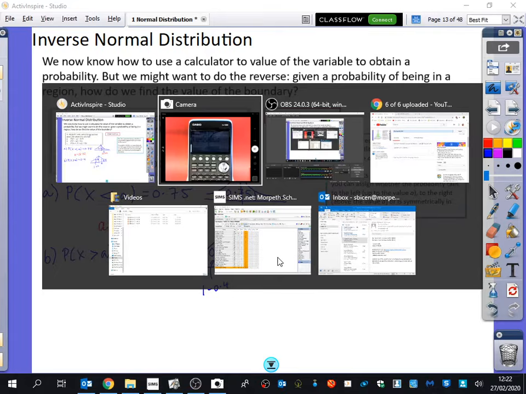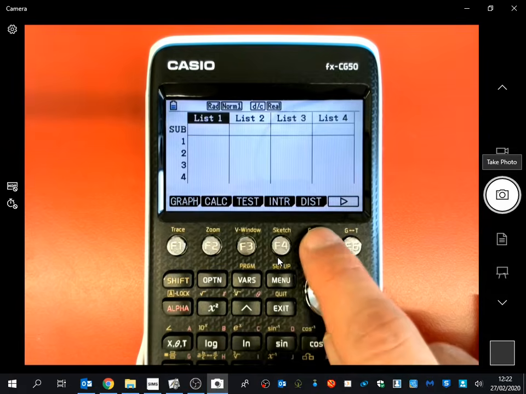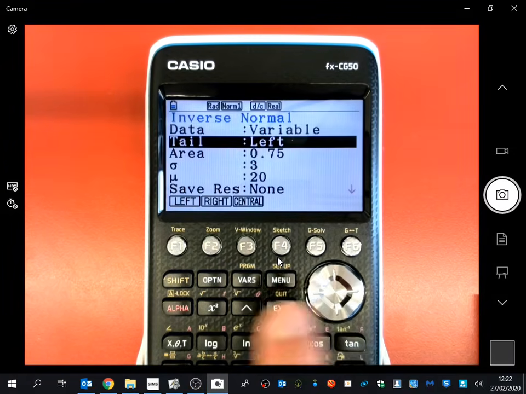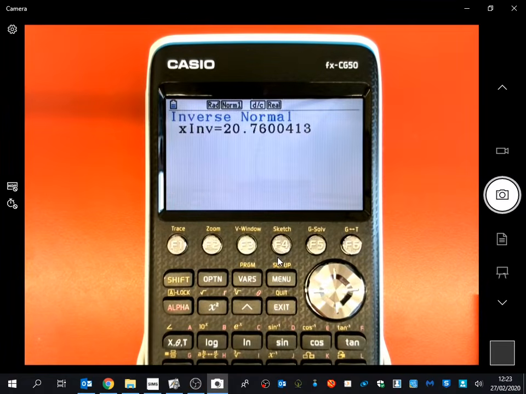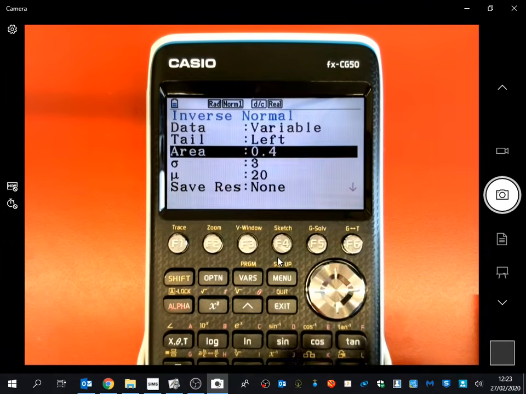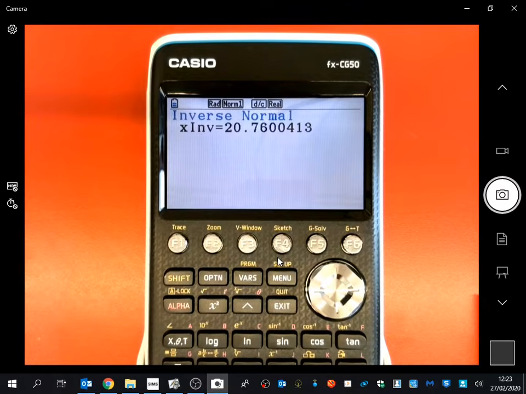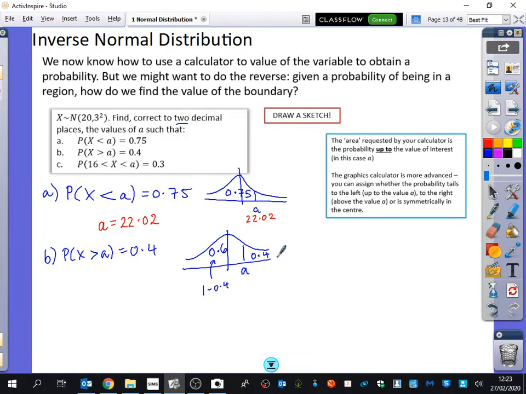Further maths, I know it's people in further maths who have this calculator. If you have this calculator, you can go back to the distribution and the inverse one. You could do the tail to the right and do 0.4, and you get this answer of 20.76. Everyone else, your calculator is on the left and with 0.6, and you still get the same answer of 20.76. Make sure you can do that on your calculator while I just write that down. So we go, A is equal to 20.76, okay? So the diagram is really important here.